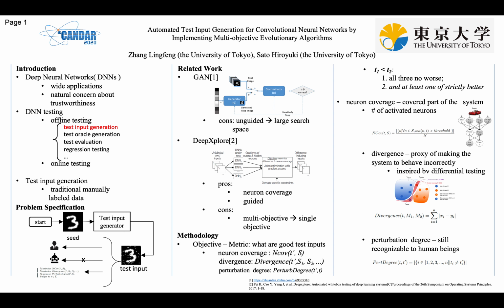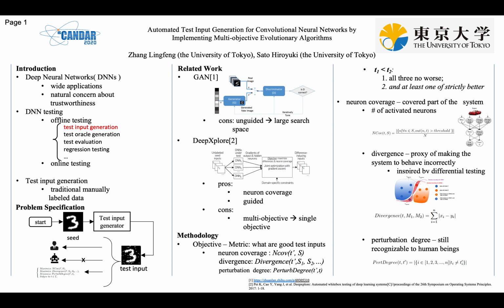The first one is neuron coverage. It is the ratio of the number of activated neurons and the number of the total neurons. It works as a proxy to measure to what extent a system is covered by a test input.